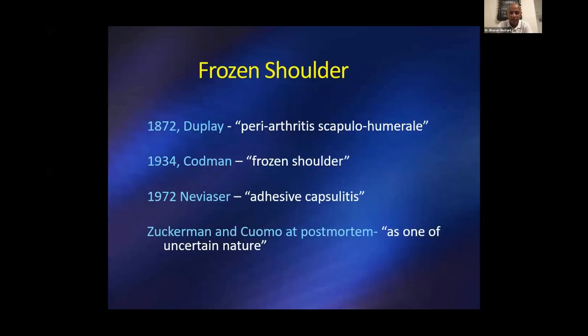About 150 years ago, it was Duplay who first named it periarthritis scapulohumeral, and it was Codman in 1934 who termed it frozen shoulder. And in 1972, Neviaser called it adhesive capsulitis. But the one I like best is Zuckerman, who said it was a condition of uncertain nature.